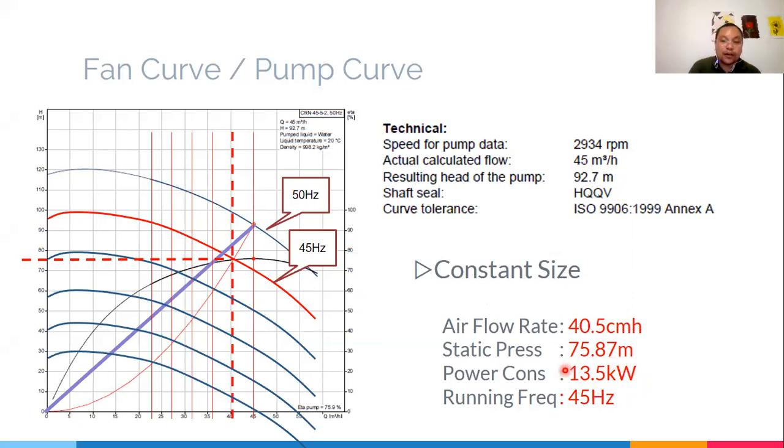So 50 divided by 45 is 1.11. 1.11 times 1.11 times 1.11 or 1.11 cube. Ulit-ulitin ko ulit. 1.11 times 1.11 times 1.11 equals 1.37. So 18.5 divided by 1.37 equals 13.5 kilowatts. Okay. Thank you. Good question.